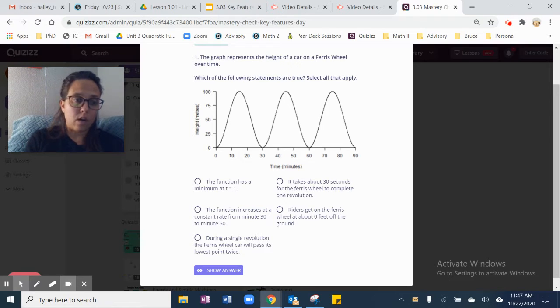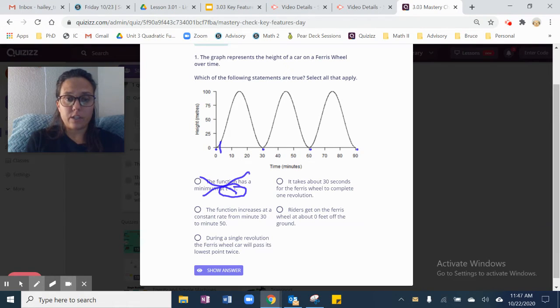Well, the minimums are the bottoms of the graph, right? So there's definitely one at 0, 30, 60, and 90. 1, no, it's starting to go up, so that's not an option. That's like saying 31 or 61 or 29, right? It's not the very, very bottom. So it's not the minimum.